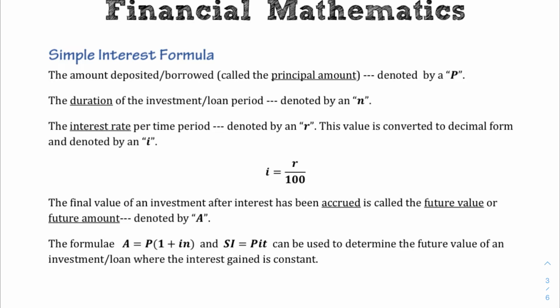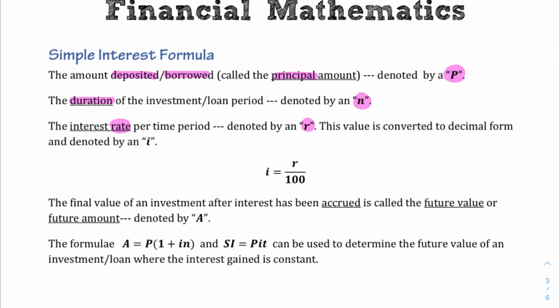So that initial amount that we either deposited or borrowed if it was a loan, we're going to call the principal amount, and we represent it by the letter P. The duration or the time of the investment, how long we're leaving our money in for, or how long we're paying off our loan, we're going to use the letter N to represent that time. So N is normally in years. The interest rate that the bank pays us is going to be denoted by R for rate.